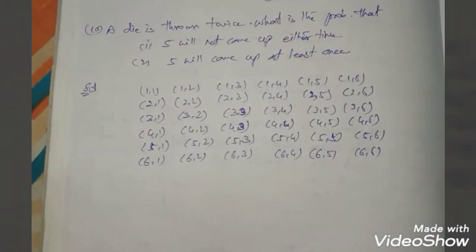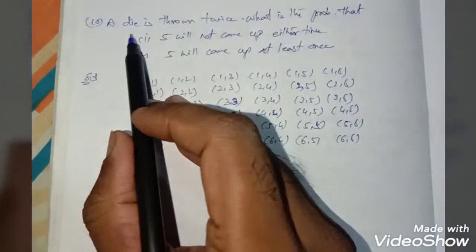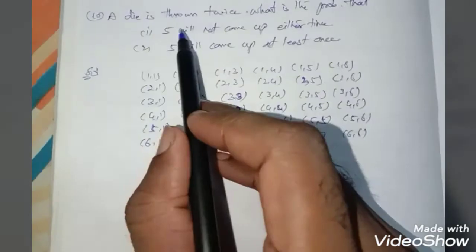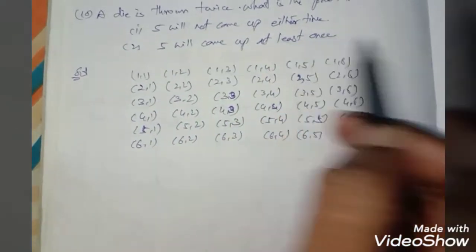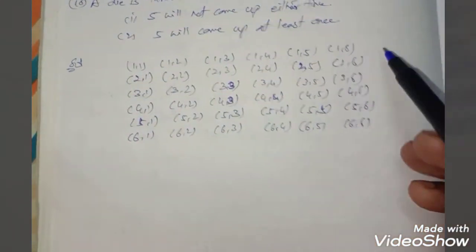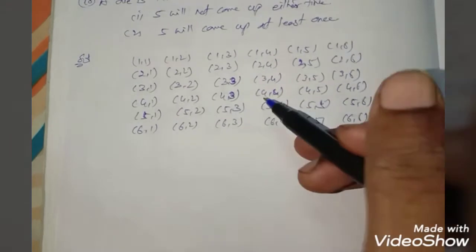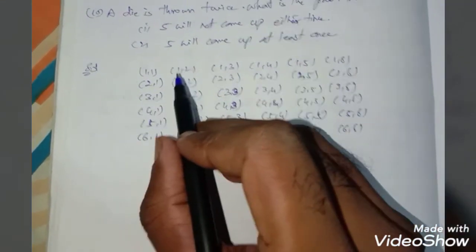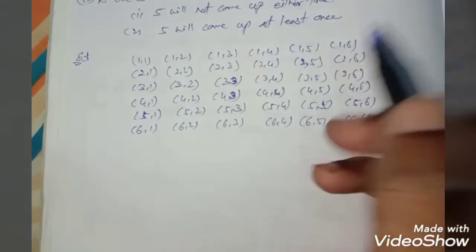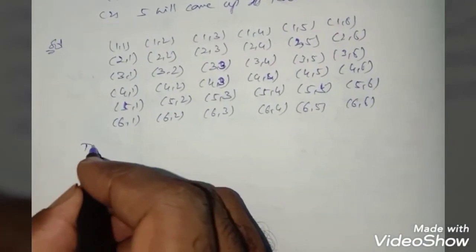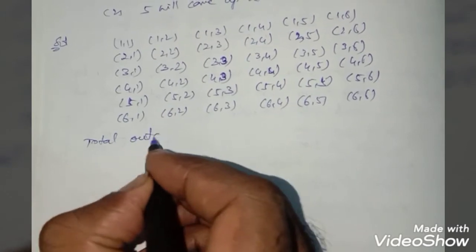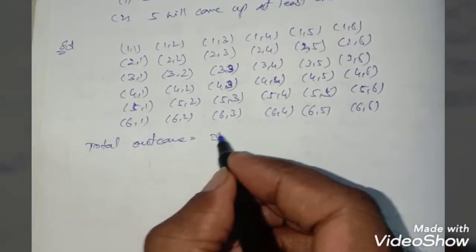Okay, now coming to the last question of the exercise. A die is thrown twice. What is the probability that 5 will not come up either time, and that 5 will come up at least once? So I have already written the outcomes. If you want to know how to find these outcomes, just see my introduction class on probability, and you will get to know how I have written these outcomes. Right, now these are the total outcomes. So if I write this total outcome, there are a total of 36 outcomes.